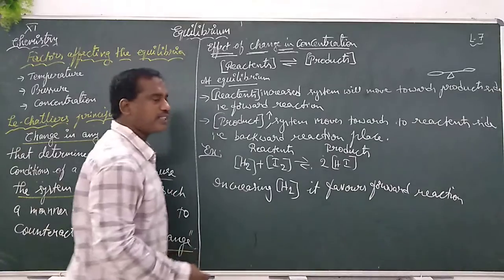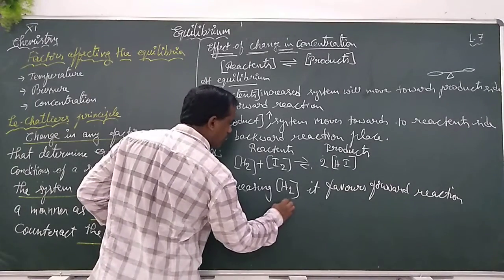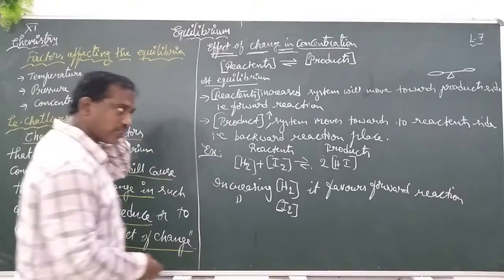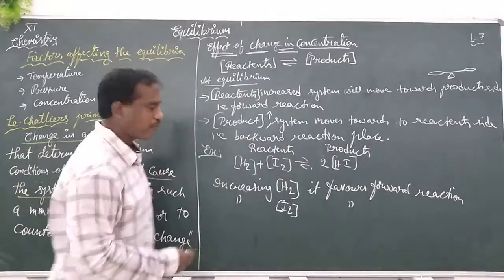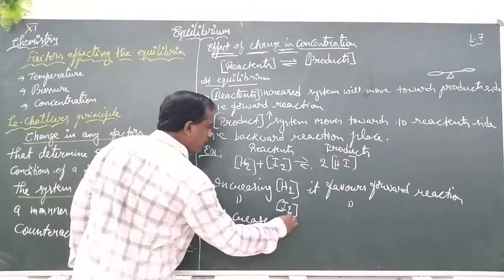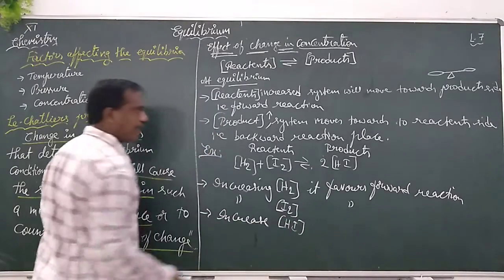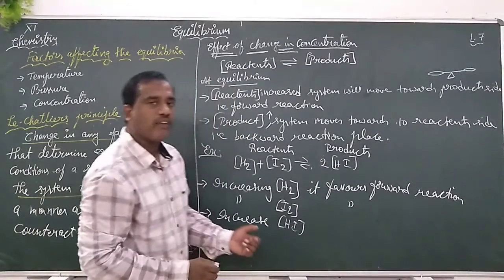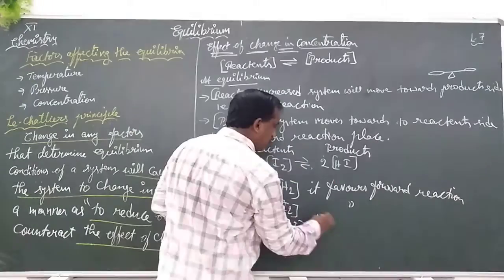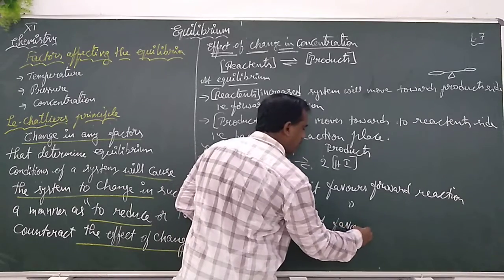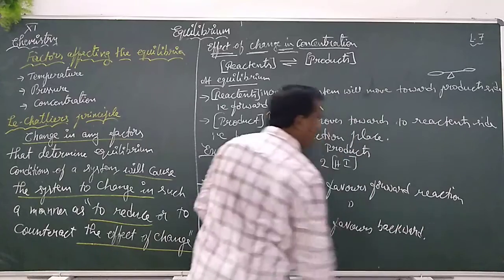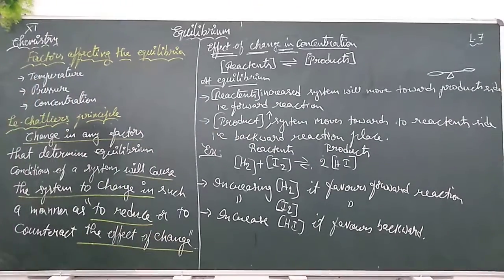What will happen if we increase the concentration of iodine, children? It will favor the forward reaction. The same will happen. What will happen if we increase the concentration of hydrogen iodide? If I am increasing the concentration of hydrogen iodide, that is the product side, the system will oppose the change. It will try to move towards the reactant direction. It favors the backward reaction. I hope you understood, because this is a very simple example.